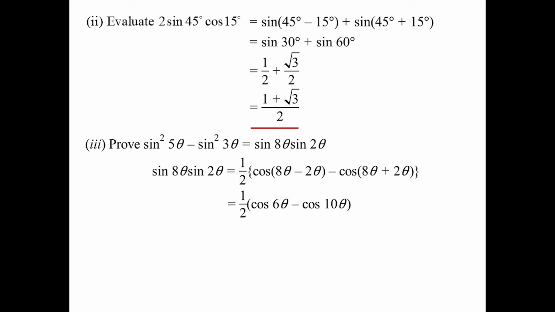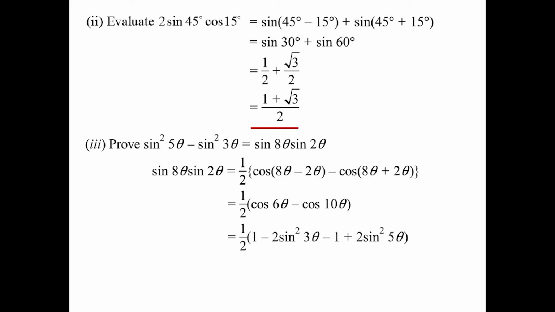Well, I'm going to use double angle results because I notice I've got 6 theta and 10 theta. My answer wants 5 theta and 3 theta. So the angles I have are double what I want. So the cos 6 theta, I'll change to 1 minus 2 sine squared 3 theta. Makes sense to use the sine squared one because that's what they're asking me to prove. And the cos 10 theta will be 1 minus 2 sine squared 5 theta, but it's minus all of that.